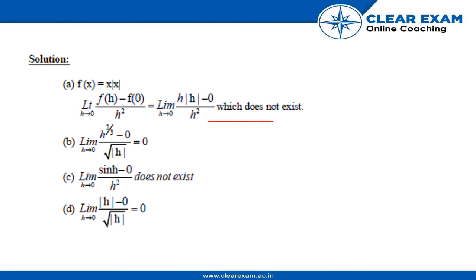B part: the limit as h tends to 0 of (h to the power 2 by 3 minus 0) divided by under root of mod of h, which is equal to 0.